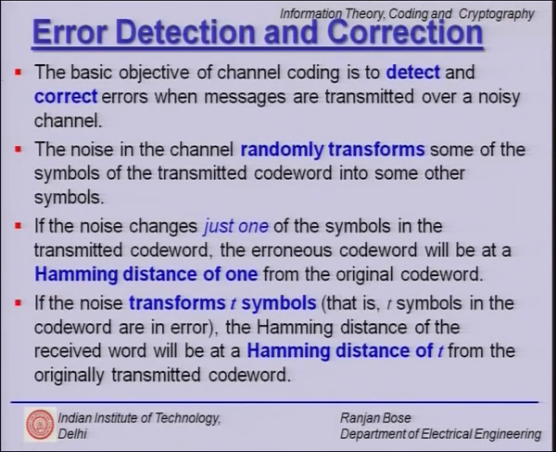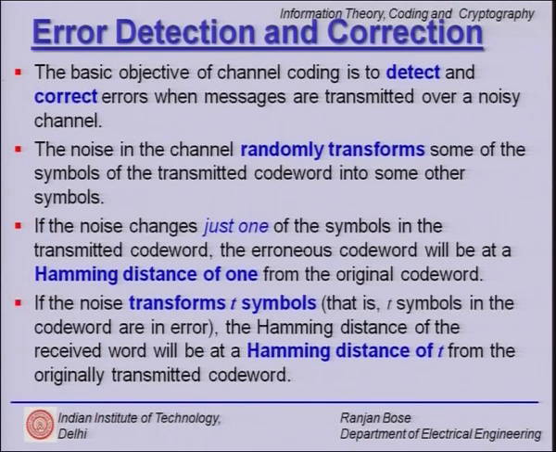Now, let us take one step further and talk about error detection and error correction, because that is what we set out to do. The basic objective of channel coding is to detect and correct errors when messages are transmitted over a noisy, unreliable channel. So, what does the noise do? Well, it does its job. It transforms some of the symbols or bits into something else. So, for binary it can flip the bits, for non-binary it can transform any of the symbols to be interpreted as any other symbol at the decoder.